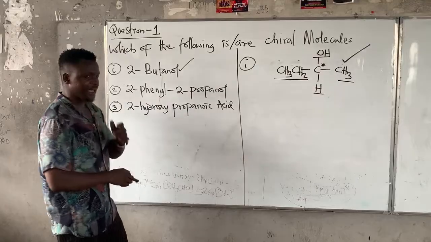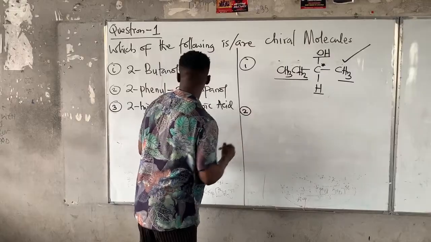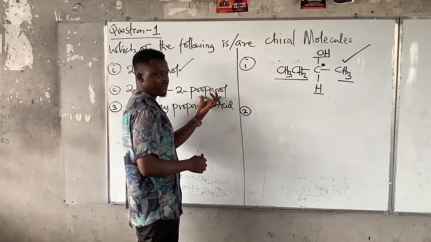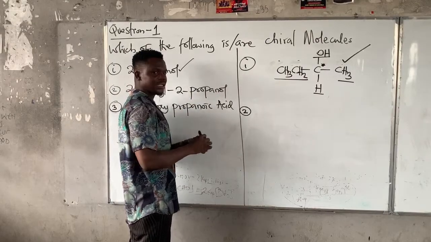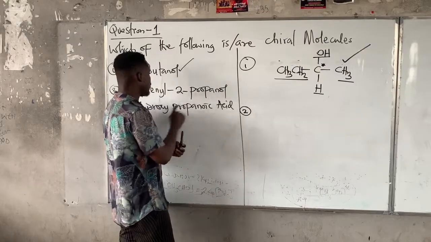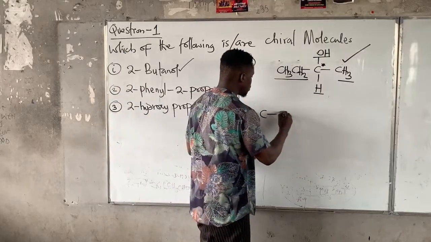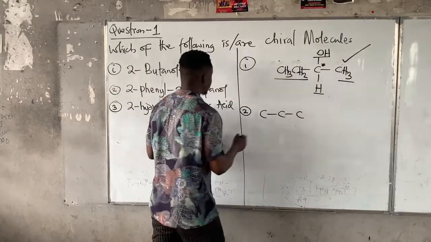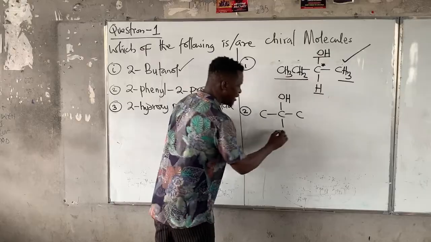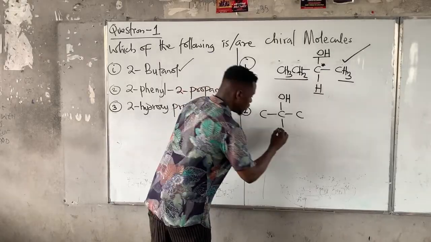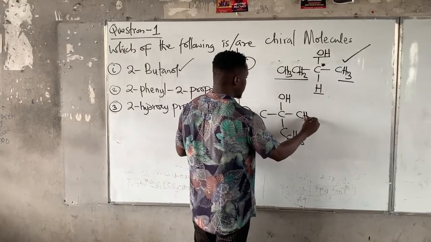Now let's look at the next one. It says propanol. This is the parent name. We actually interpret the name of the compound starting from the parent name. Propanol is 3 carbons, but the -ol means the OH is on carbon number 2. So we have 1, 2, and 3. This is carbon 2. At carbon 2 we have OH, and we still have what we call phenyl. Phenyl is a benzene ring that has lost 1 hydrogen, so you have C6H5. Now you put CH3 and CH3 here.